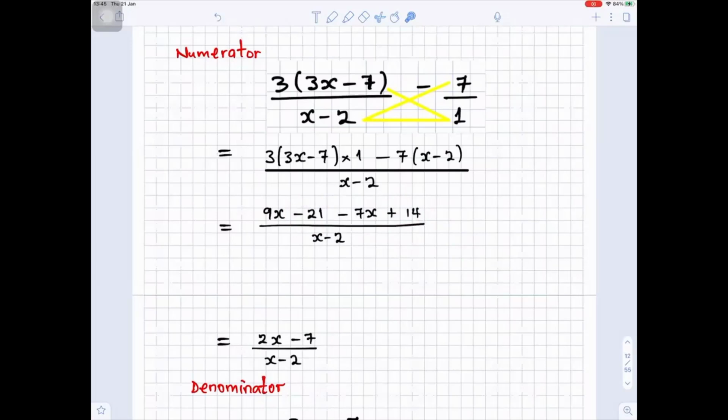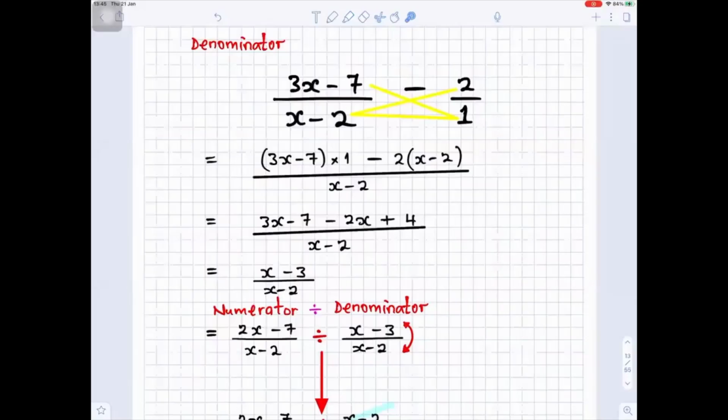Now we're going to deal with the denominator. For the denominator, we'll have 3x minus 7 times 1 minus x minus 2 times 2. So we remove the brackets. 3x minus 7, minus 2 times x is minus 2x. Minus 2 times minus 2 gives you plus 4.